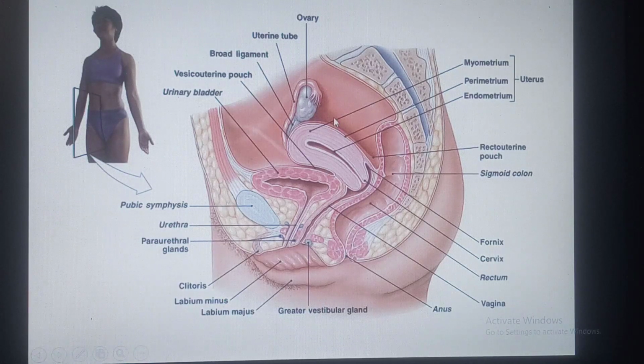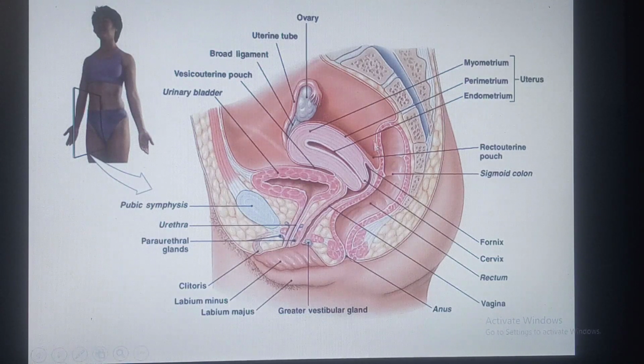Now, having seen this, you look at this uterus. It's an organ located in the pelvic cavity. You realize that it is sandwiched between two main organs. Posteriorly it is related to the rectum, and anteriorly it is related to the urinary bladder, where we have the rectouterine pouch and the vesicouterine pouch.